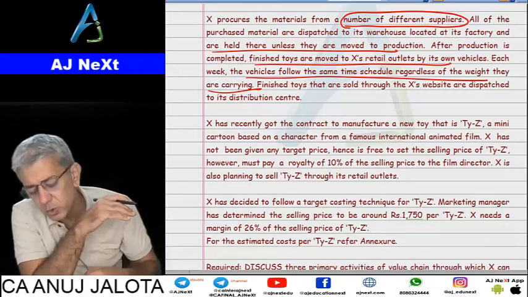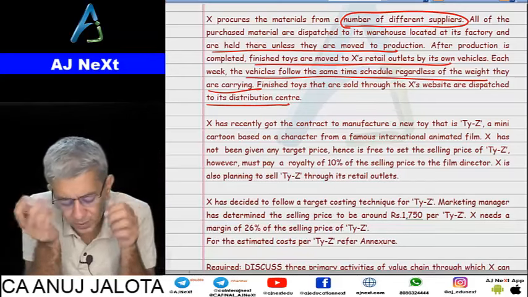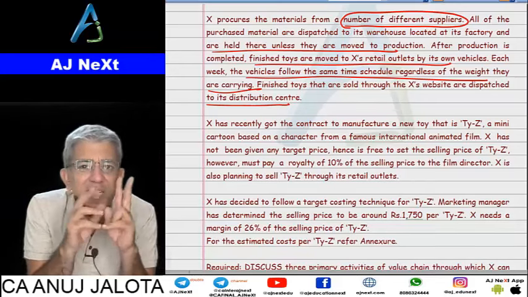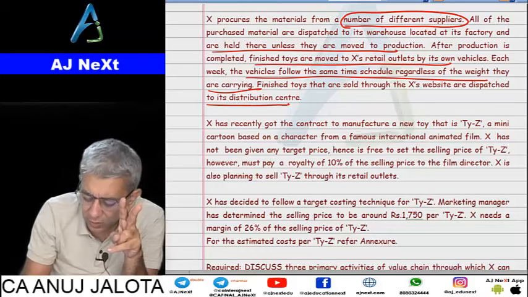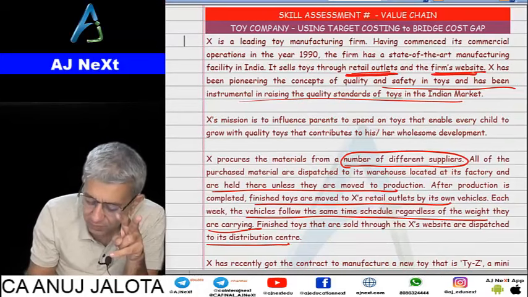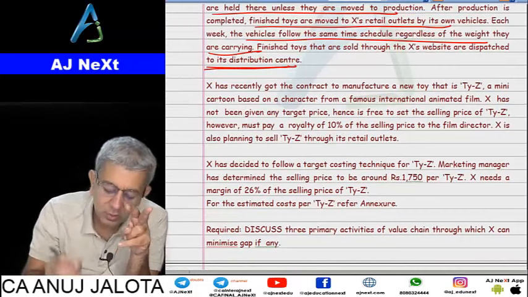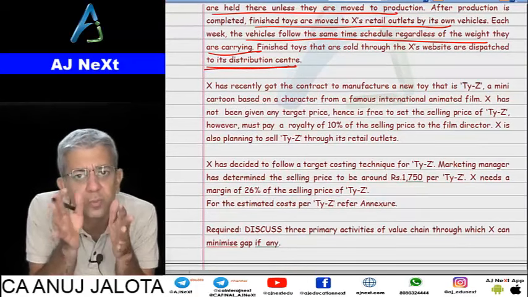Further, finished toys are sold through the X website and are dispatched to its distribution center. So we sell the toys through two means, either through the retail outlets or through our website. That was one thing, and this was the second thing. Those toys which are sold through the website are transferred from the factory to the distribution center.